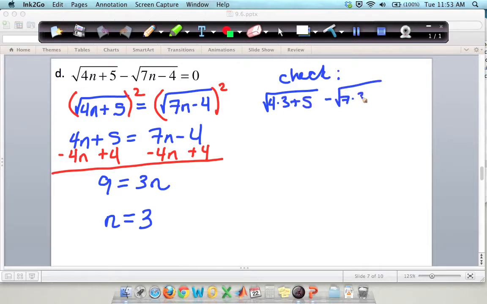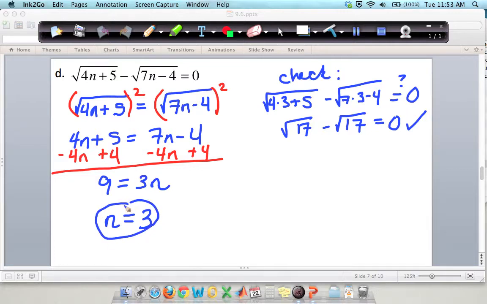And I'm going to see if this works. It should equal 0. 12 plus 5 is 17. 21 minus 4 is 17. The square root of 17 minus the square root of 17 is 0. So this checks. So this is our solution.